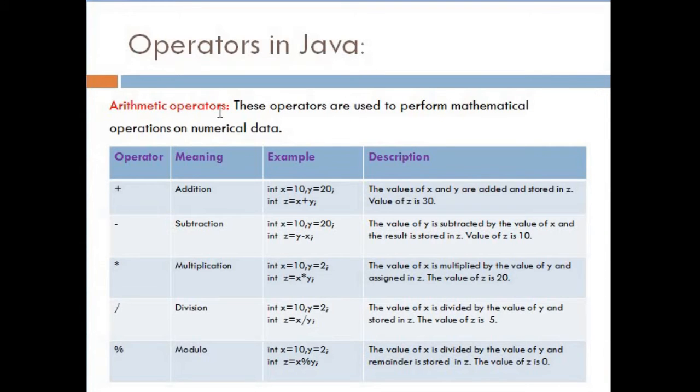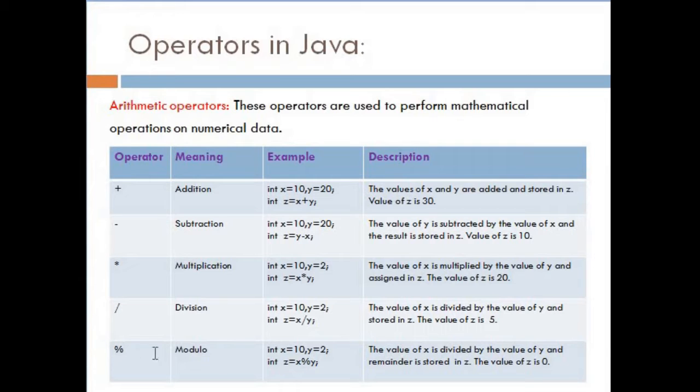The next type of operator is the arithmetic operator. These operators are used to perform mathematical operations on numerical data. The examples of these arithmetic operators are plus, minus, multiplication, division, and remainder. The percentage symbol here, which is used to find the remainder when one number divides another number, is known by the name modulo. So here we denote percentage by the name modulo.